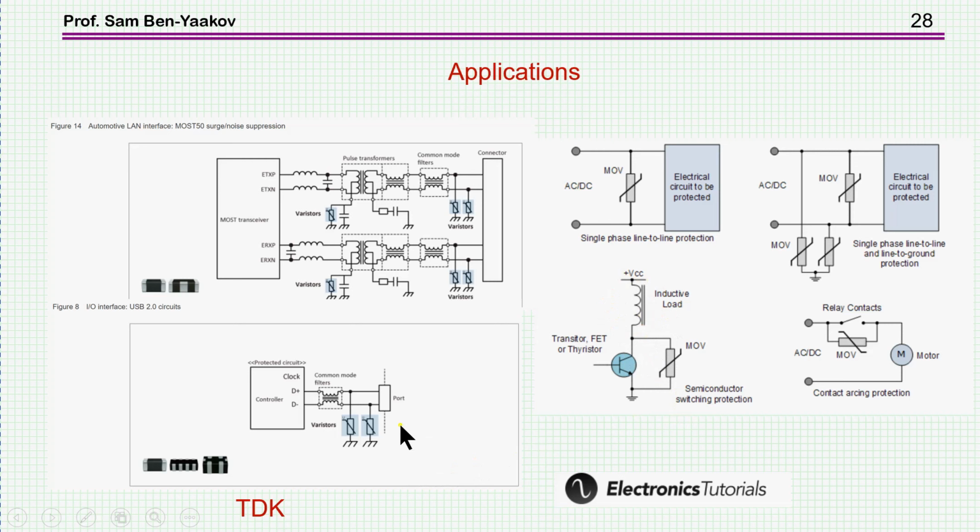And then they can be used for communication line. This is shown here for a LAN, the two lines of a LAN. And then here we have for USB also protection. So there are many applications, which obviously I cannot show all of them, and it's just a matter of the requirement of a system to be protected against a surge.